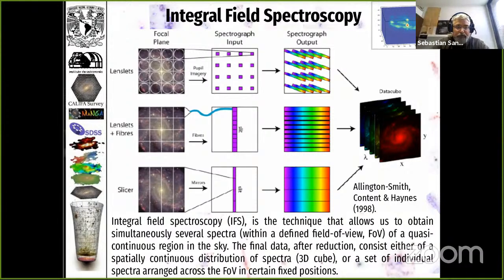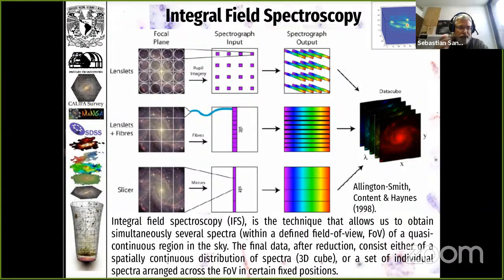For the newcomers in the audience, integral field spectroscopy is a technique that allows you to obtain simultaneously several continuous spectra of a field in the sky. And after a lot of coding and processing, the final data after reduction consists either of a spatially continuous distribution of spectra in a 3D cube, where you have X, Y, and lambda, or a set of individual spectra arranged in certain positions in the sky when the field of view is not covered completely.